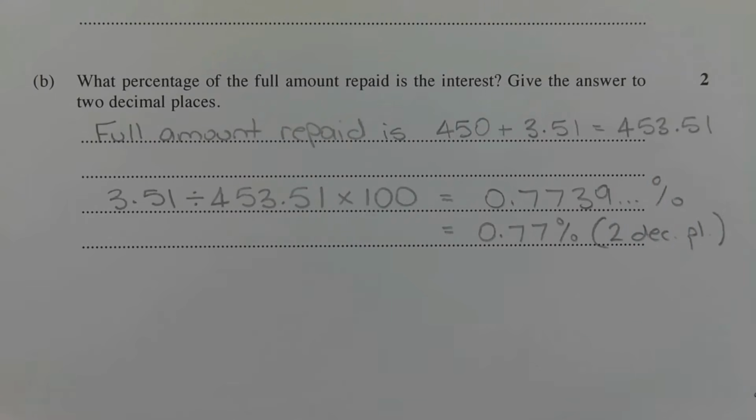So to work out the percentage of the full amount that is repaid in interest, we take the interest charged, divide that by the full amount to be repaid, and then multiply that by 100 to convert that into a percentage. So that equals 0.7739 and so on percent. But the question is asking us to give the answer to 2 decimal places. So rounding this value here to 2 decimal places, we get 0.77%.